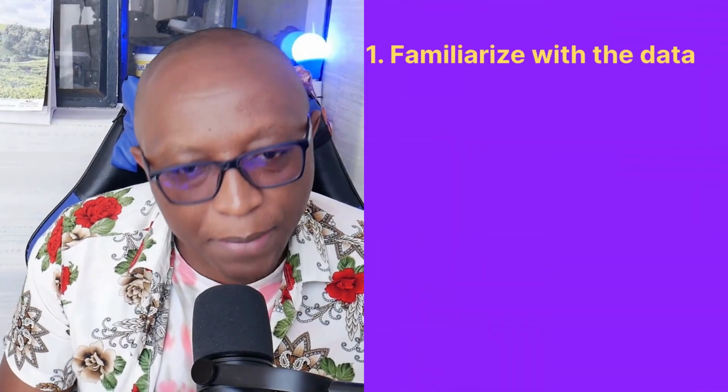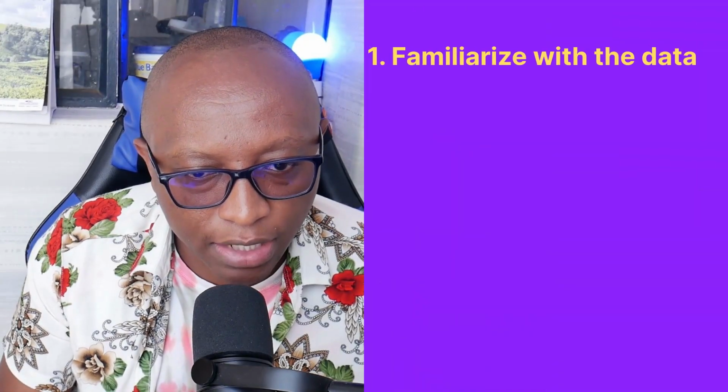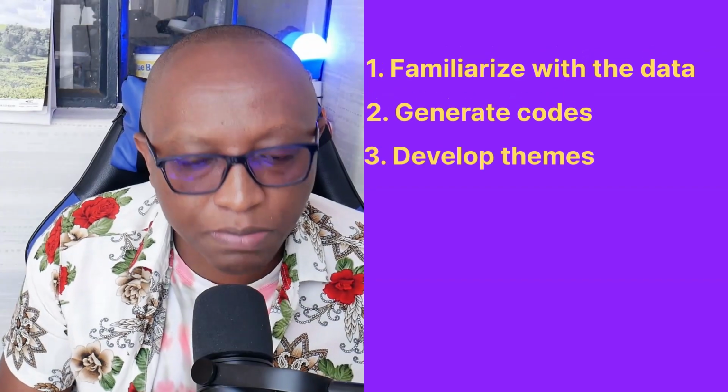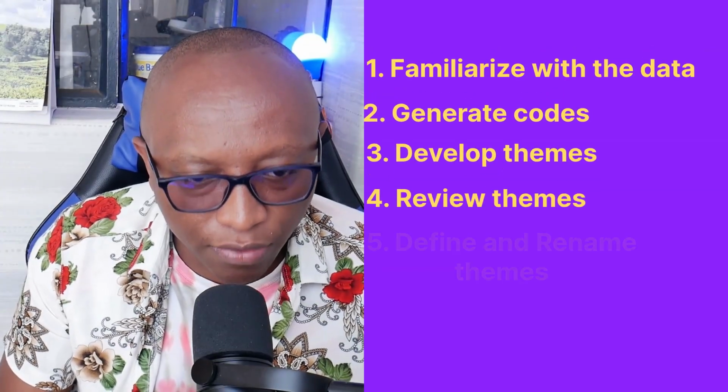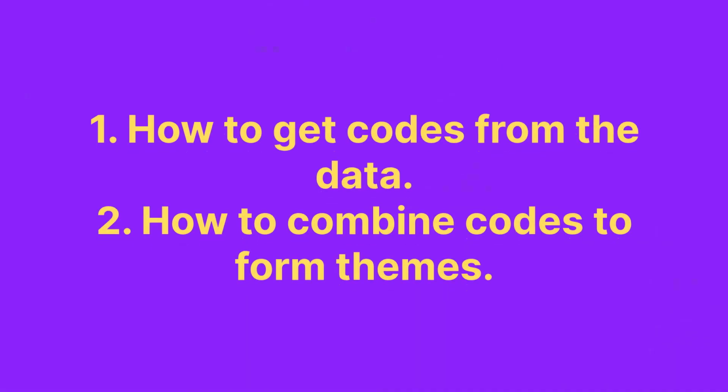The other steps are like steps that we need to refine our themes. First, we familiarize with the data according to Braun and Clarke. Then we generate codes. Then we develop themes by combining codes. Then we review them, we define and name them, and we produce a report. But for the purposes of this video, I just want to show you how to get codes from the data and how we can combine them to form themes.